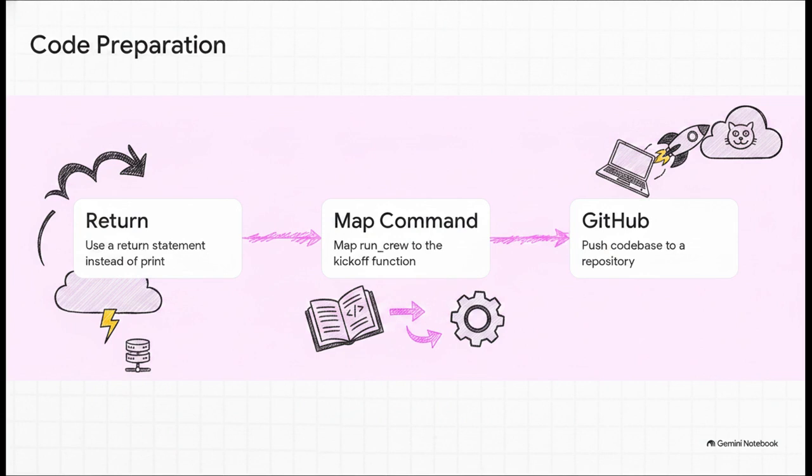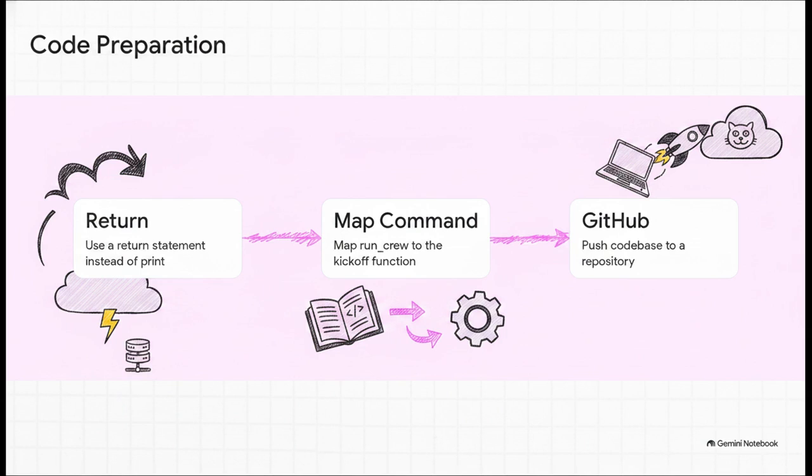What exact code tweaks do you need to make before pushing it to the cloud? Well, there are 3 highly specific, non-negotiable steps here. First, take a close look at your final execution flow. Locally, you probably used a print statement just to see the output in your console. You absolutely must change this to a return statement. A cloud API needs to actually return data over HTTP. It can't just print to a headless server.